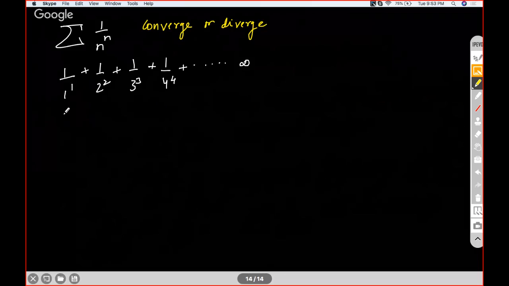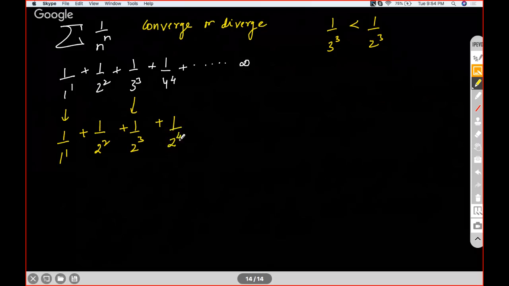So, can I say this term, let's keep these two as same, can I say this term would be lesser than 1 by 2 to the power 3? Yes or no? Yeah. 1 by 3 to the power 3 will be lesser than 1 by 2 to the power 3. Similarly, 1 by 4 to the power 4 will be lesser than 1 by 2 to the power 4.